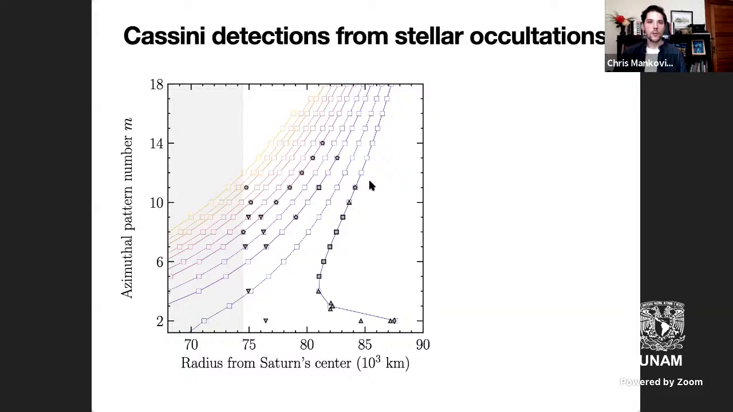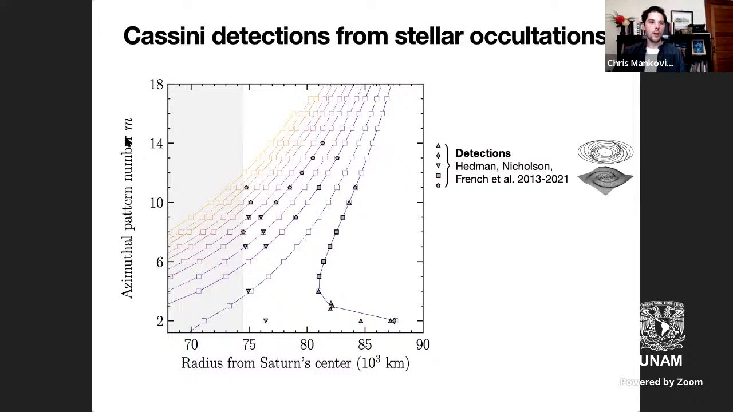Here we're plotting all of those detections in these field symbols, and we're showing them on a diagram of azimuthal pattern number M, so how azimuthally symmetric the pattern is, as a function of radius from Saturn's center, which is really just a proxy for frequency since the orbital frequency decreases away from Saturn. The grayed out region here on the left is the D ring, which is a really faint ring where these resonances would not be observable because there is now a large response from the ring orbits. The rest of these are the C ring, and this is where we have all these excellent detections.